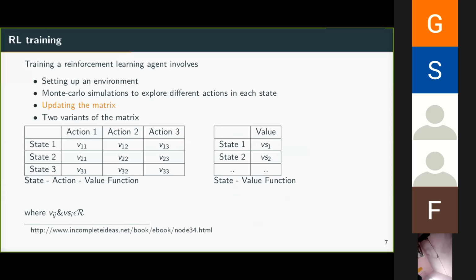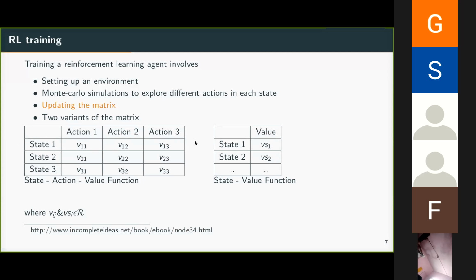RL is simply about training a matrix. What matrix it is, your choice, depends upon the game. If actions in each state are identical, meaning that in each state I only have a simple choice of choosing one or two, that action space is identical for all the states, it is usually preferable to go with the state action value function. Meaning you take a state, you have a set of actions you can do, you try to learn the values.